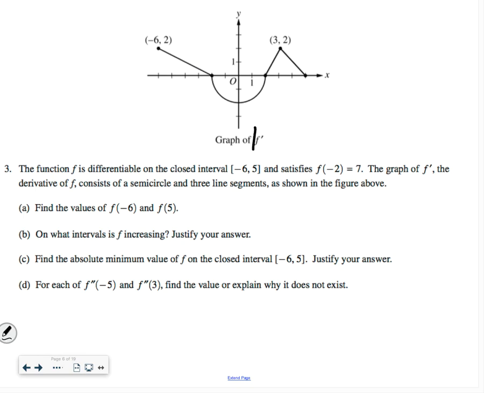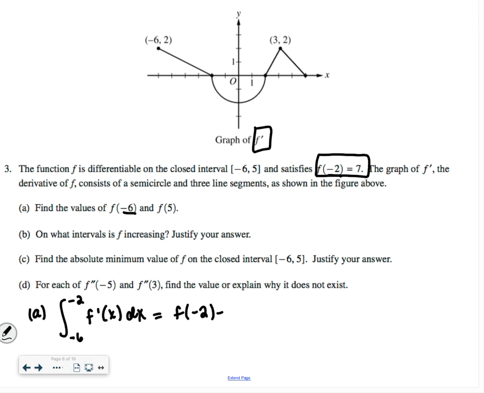So again, this is the graph of f prime. If I want to get f of negative 6 and f of 5, I have to integrate in some way, and I'm also going to have to use this initial condition. So make sure you always pay attention to your initial conditions. The easiest way to think about this is with the fundamental theorem of calculus part 1. I have an x value of negative 6 and an x value of negative 2, so I'm going to say the integral from negative 6 to negative 2 of f prime dx. If I integrate that, I end up getting f of negative 2 minus f of negative 6. And that integral from negative 6 to negative 2 is just this area that's right here.